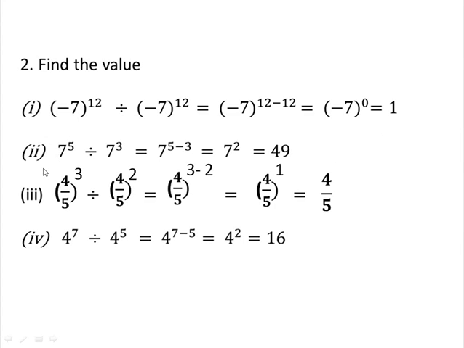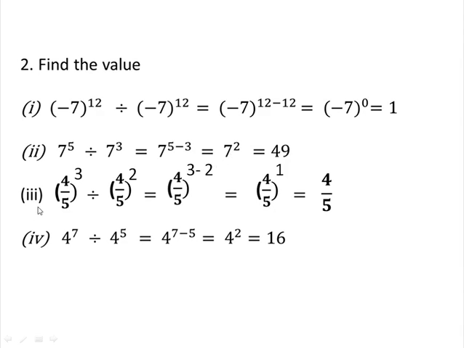Now, second example, 7 to the power 5 divided by 7 cube. Here again, if you look at both the numbers, the base is same, that is 7. Therefore, we will subtract the indices, that is 7 raised to the power 5 minus 3. Subtract the index of the denominator from the index of the numerator. That is 7 to the power 5 minus 3. It is 7 square. That is equal to 49. 7 square is 49. That is 7 multiplied by 7 is 49.